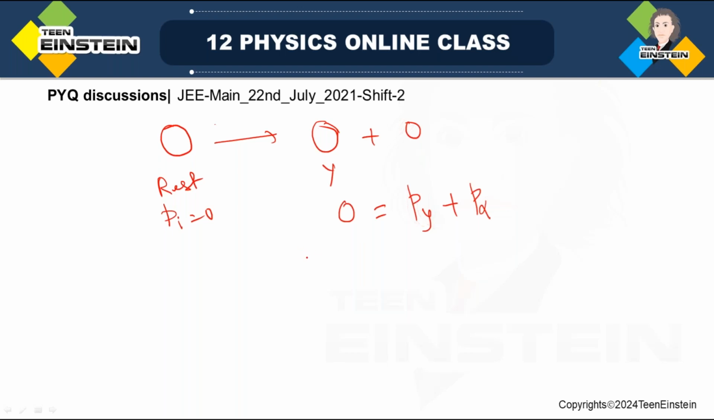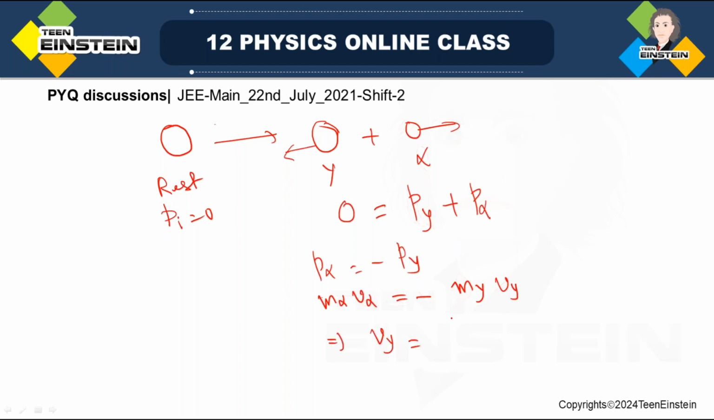If I take the modulus, you know what will happen. These two will move in the opposite direction with the same linear momentum. So p alpha will be equal to minus py. They have to move in the opposite direction to conserve the linear momentum. Fine, m alpha, v alpha is the velocity of the alpha particle, and this is my m y and vy. Let us find out what is vy.